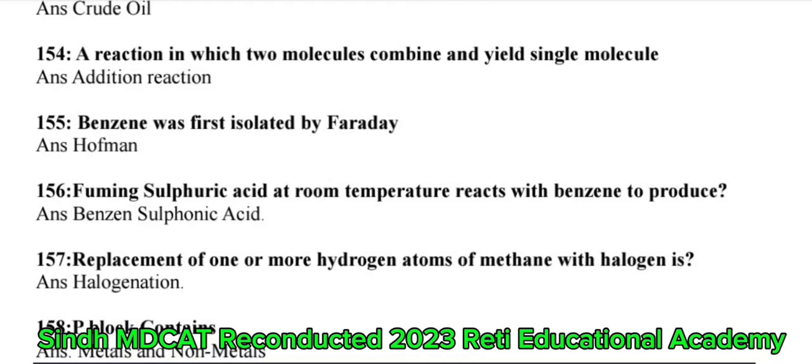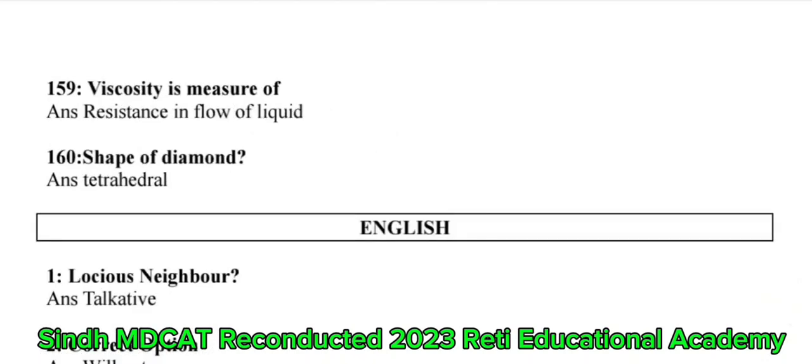Replacement of one or more hydrogen atoms of methane with halogen is halogenation. Question number 158. P block contains, and the correct answer is metals and non-metals. Question number 159. Viscosity is a measure of, and the correct answer is resistance to flow of liquid. Question number 160. Shape of diamond, and the correct answer is tetrahedral.